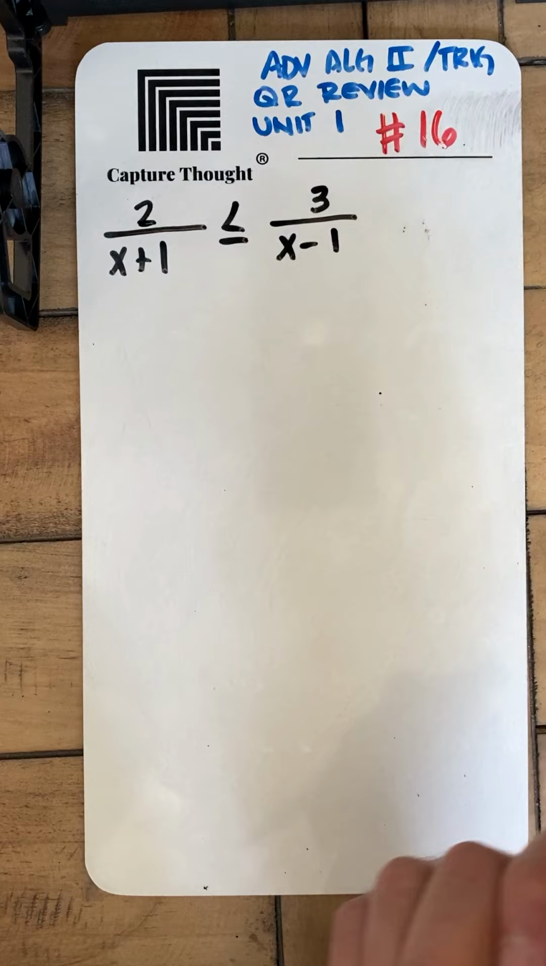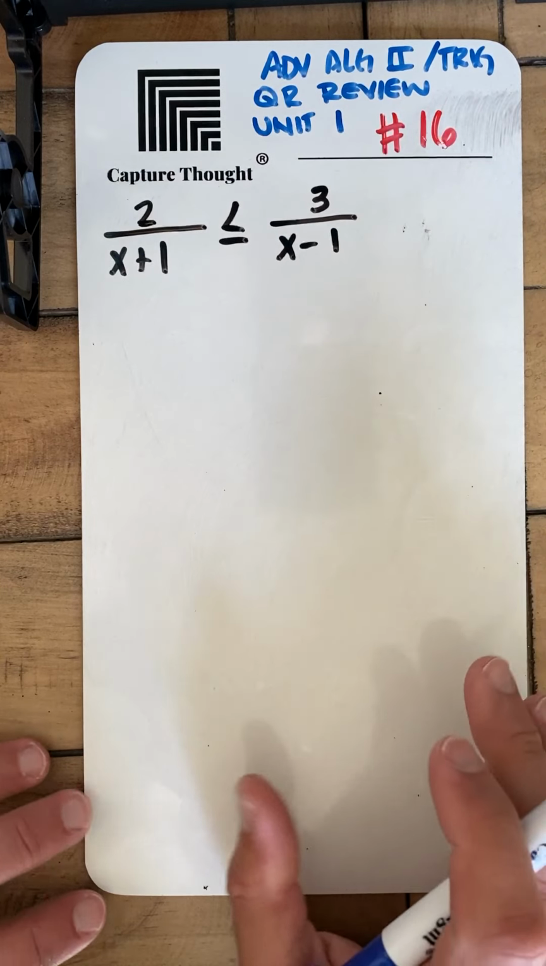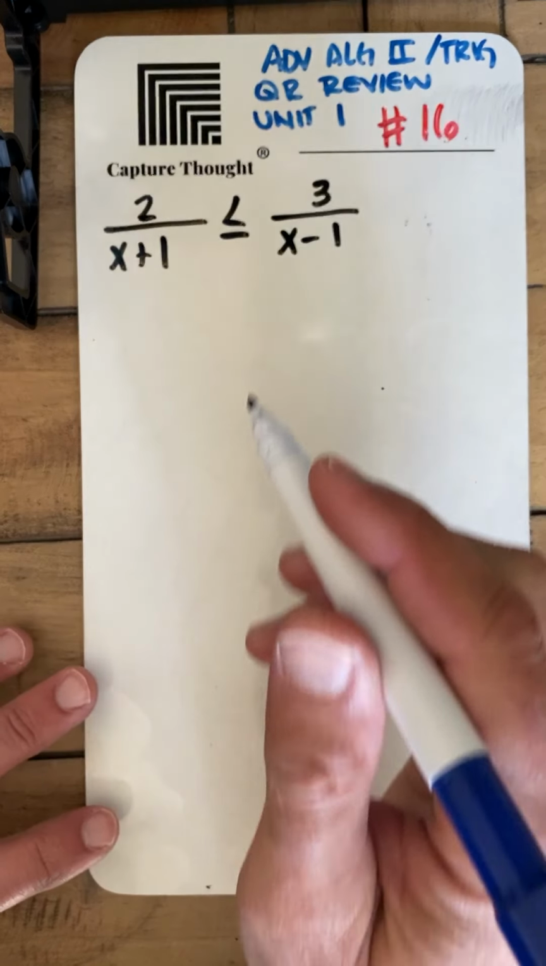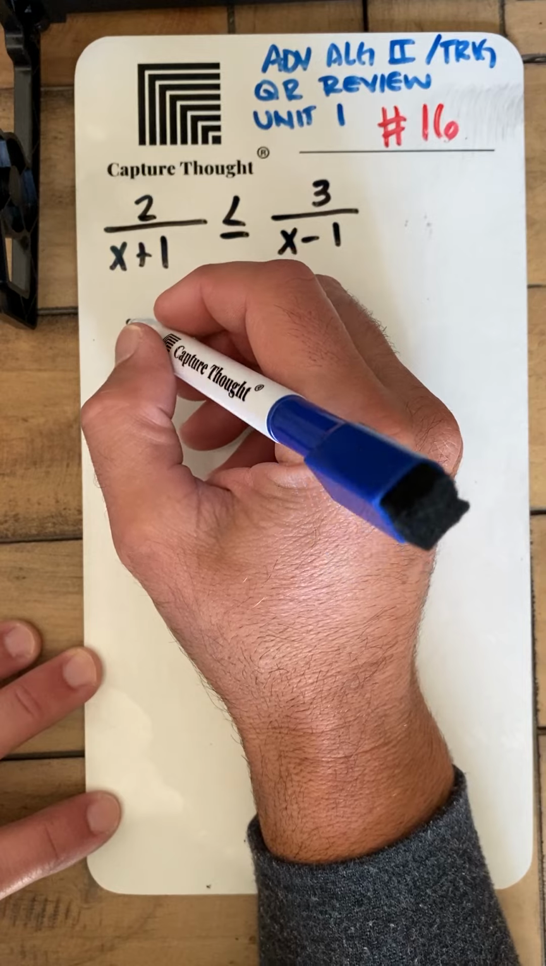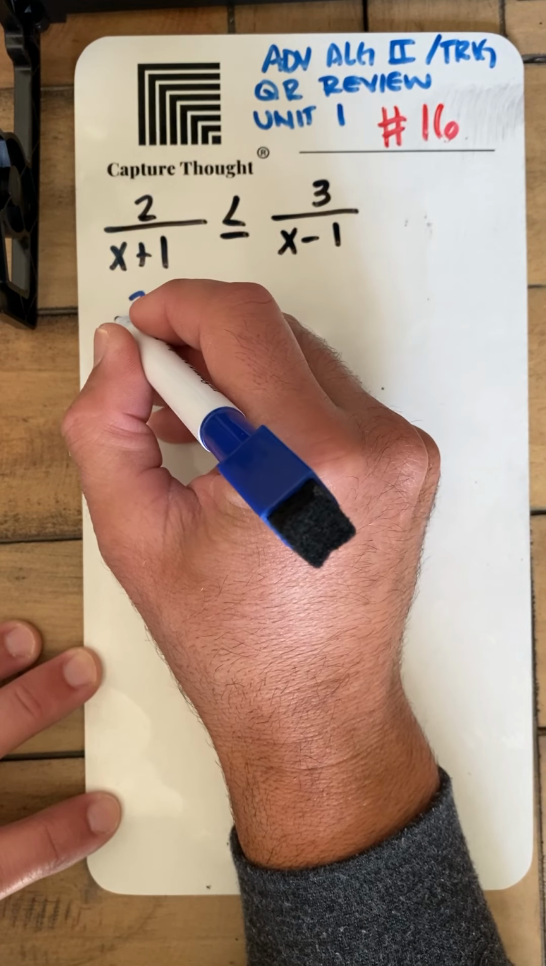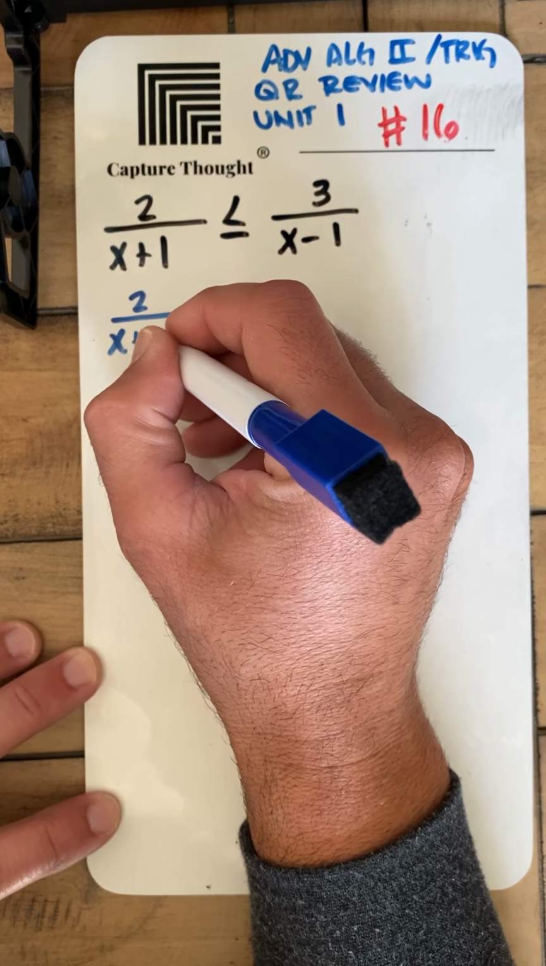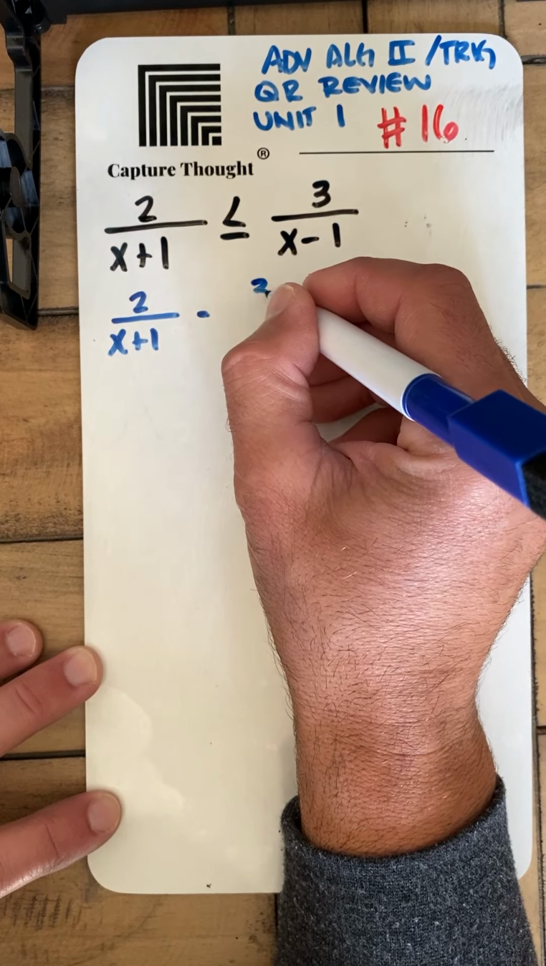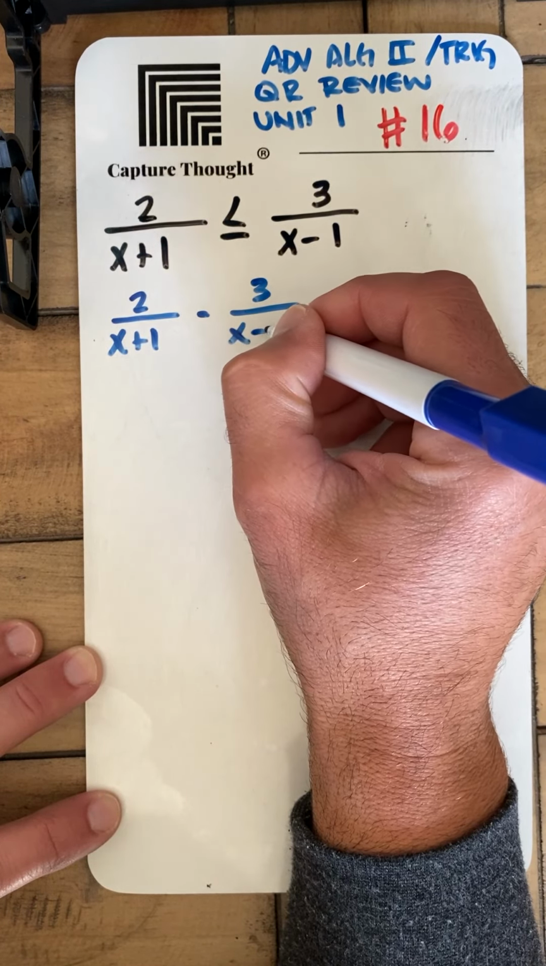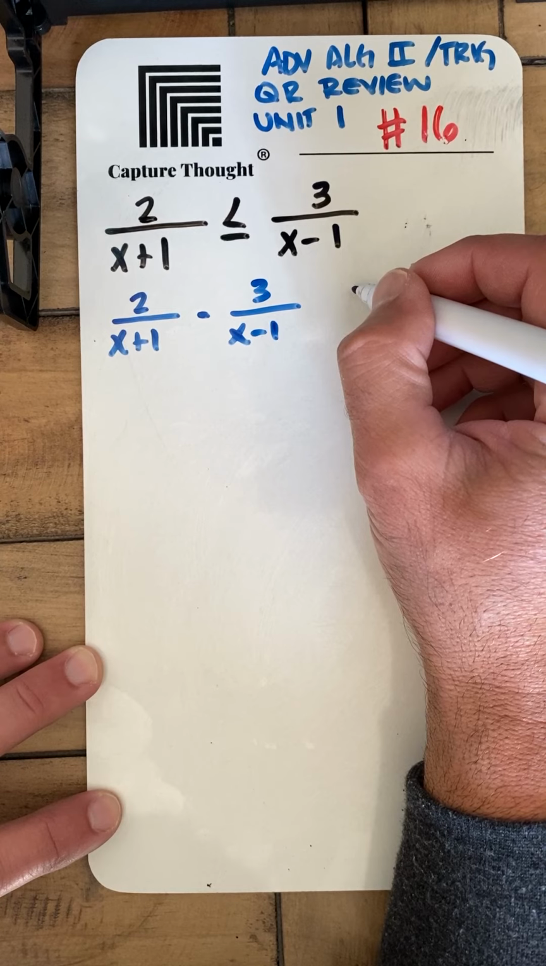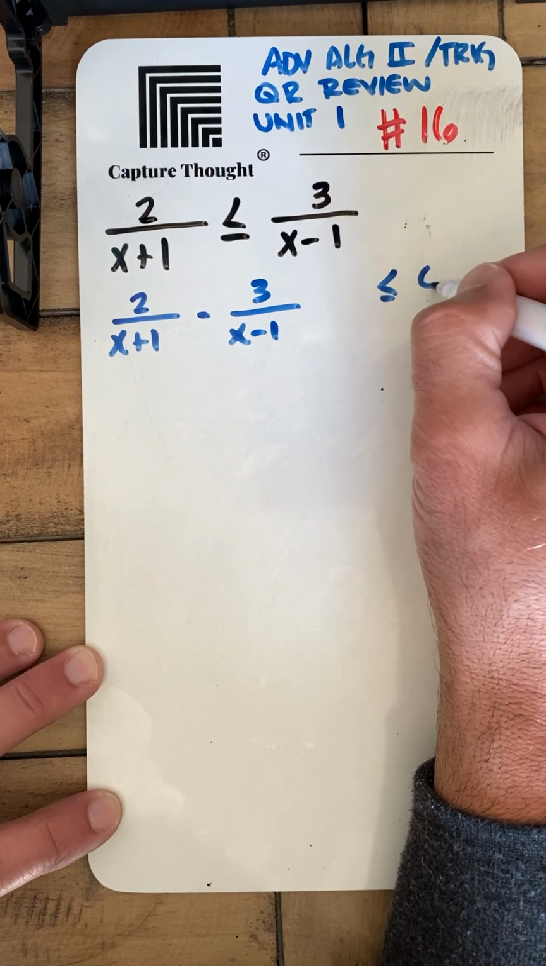Okay, number 6 on the QR code review wants us to solve this inequality and then graph the solution set. So the first thing that I'm gonna do is bring everything to one side and say 2 over x plus 1 minus 3 over x minus 1 is less than or equal to 0.